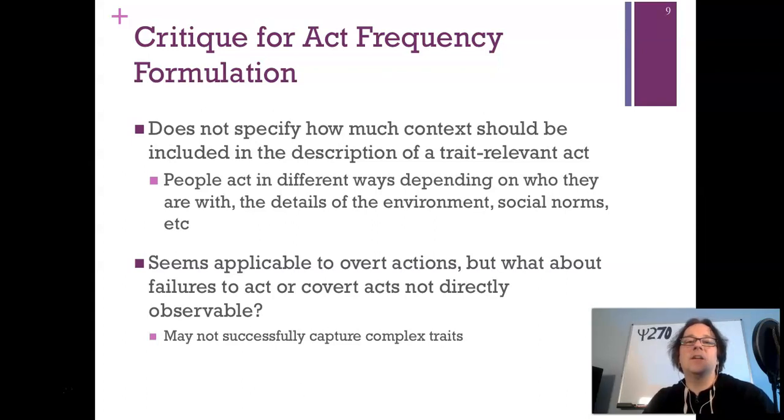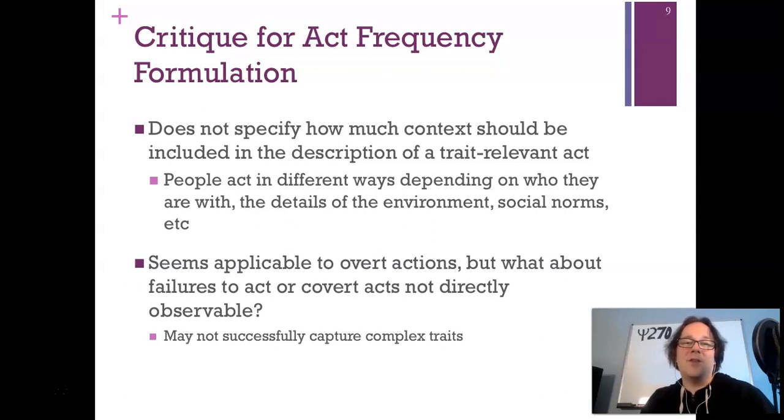So say a person with a narcissistic type of personality, or who possesses narcissistic traits, they tend to oscillate between very high self-esteem and very low self-esteem. So where exactly would they fit into this type of descriptive formulation? How can one trait describe two completely opposite types of behaviors or feelings, right? One of the major critiques is that this act frequency approach doesn't really specify how much context should be included in the description of a trait-relevant act.